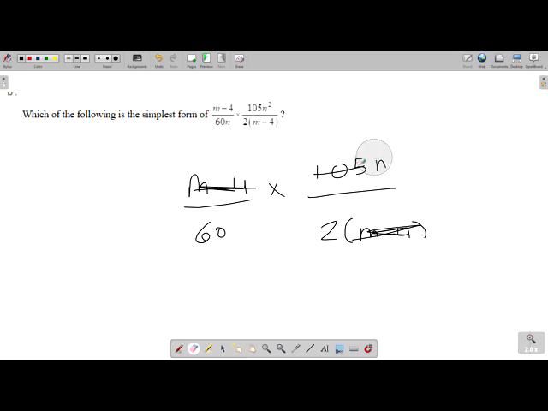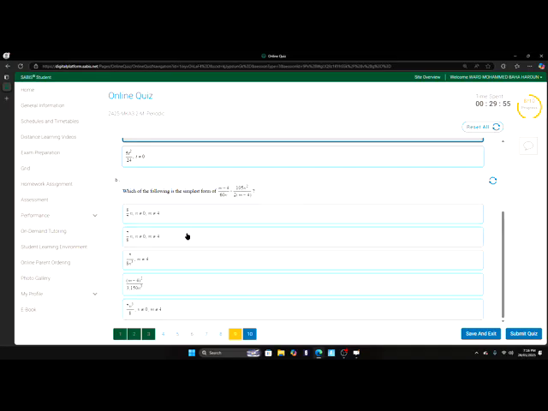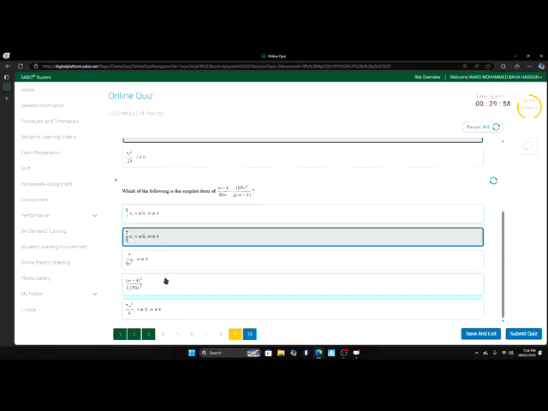So this is going to be 35n, and this is going to be 6. We divide by 3, so this is going to be 20. Can you divide any more? Yes, you can. This would be 4 because you're dividing by 5, and this would be 7. So it's 7n over 8. Now was that one of the options? 7 over 8n. It's the same thing.